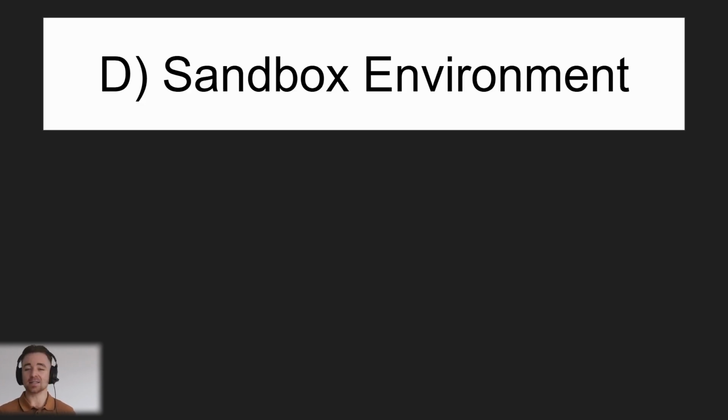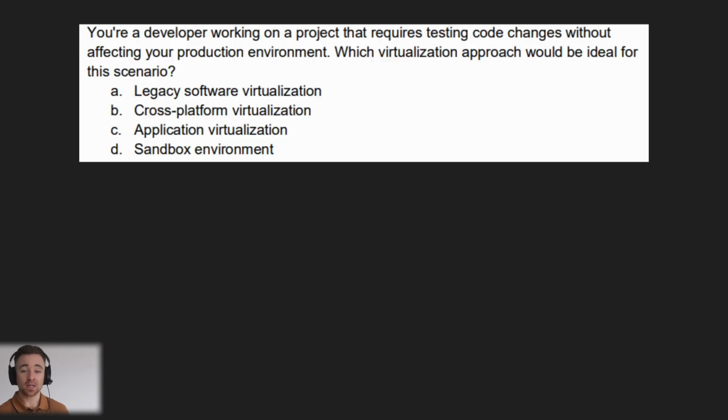Now, the answer is D. Sandbox environment. So again, that is the only one out of these options that provides somewhat of a safe space to do any sort of testing. We talked about what the rest of these were. These two are subcategories within application virtualization, and they don't apply to having a safe space. They apply to using virtual machines in order to achieve some sort of other goal, whether it being using older operating systems or older applications, or using applications designed to only be used on other operating systems.